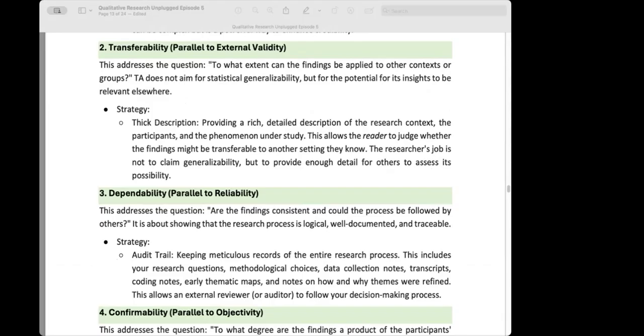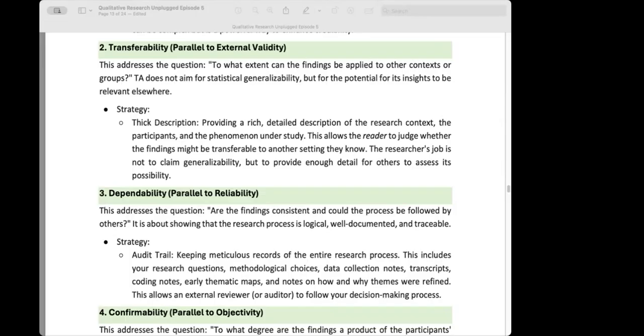How? The primary strategy here is thick description. This term, popularized by Clifford Geertz, means you must provide a rich, incredibly detailed, dense description of your research context, your participants, while maintaining anonymity, the specific methods you use for data collection and analysis, and the phenomenon under study itself. This comprehensive contextual detail empowers the reader, maybe another researcher, a practitioner in the field, a policymaker, to make an informed judgment about whether your findings might be transferable or relevant to a setting they are familiar with.